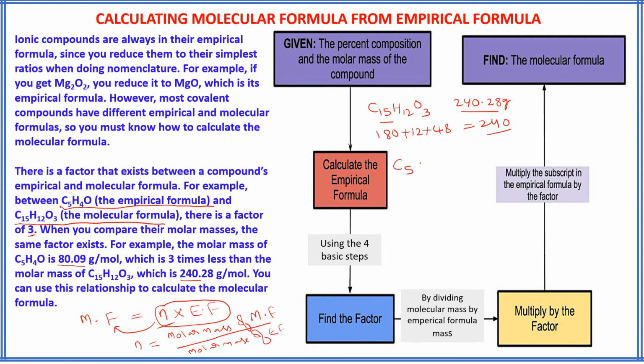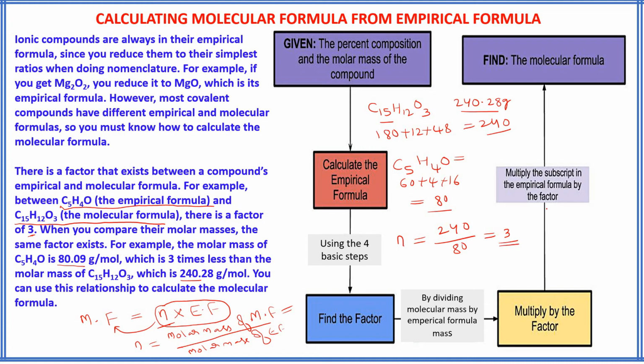What about the molar mass of C5H4O? Again, how many here? 5 into 12 is 60. Plus here 4 hydrogens. Oxygen 16. So you are going to get 80. Now, this is the formula. N is equal to molar mass of molecular formula, which is 240, divided by molar mass of empirical formula, which is 80. That equals 3. N equals 3.